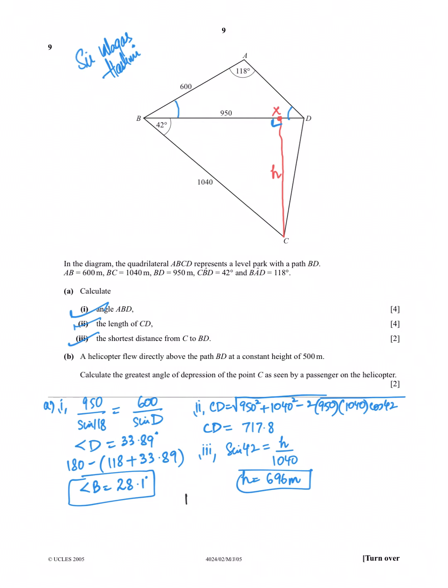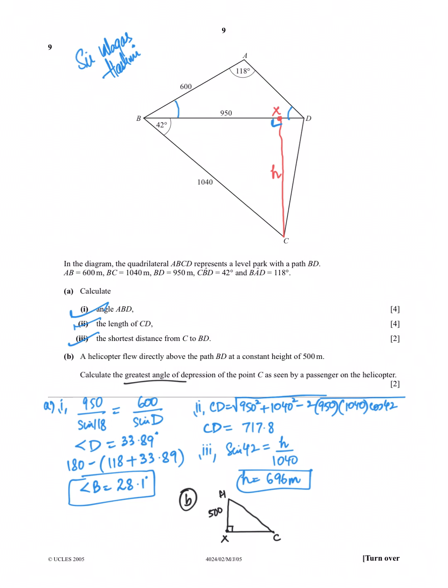And now in part B, it says that a helicopter flew directly above the path BD at a constant height of 500. Calculate the greatest angle of depression of the point C as seen by the passenger. Greatest means that now we need to use the shorter distance which we had found in part C. Alright, so let's suppose that you have a point X, and exactly above the point X you have a helicopter, right? And the height of the helicopter is given, it's 500. And from X we have a point C which makes an angle of 90 degree. So that is your diagram talking in part B.